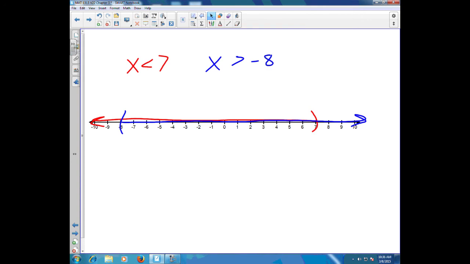And if you go back and look at the original problem, it was absolute value less than a number. And so because it was less than, we're going to treat this like an AND problem. And only the parts that overlap are part of our answer. And so we're going to get negative 8 to 7. And that would be our solution set.